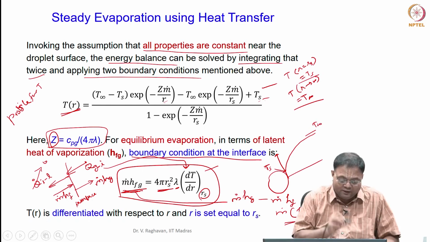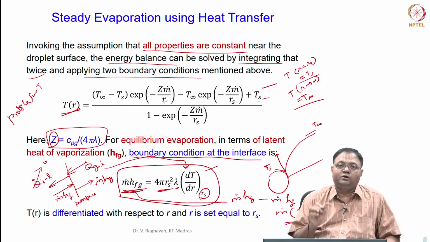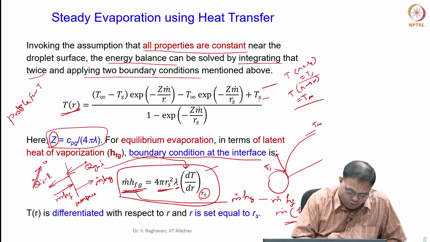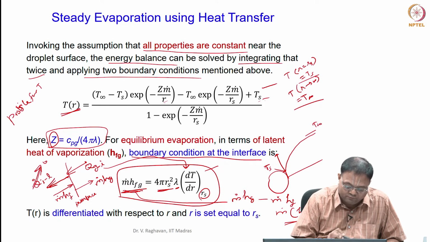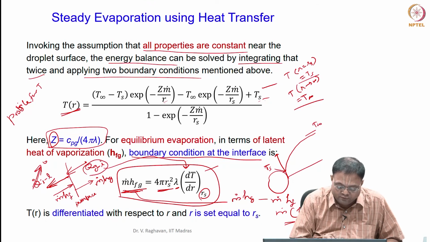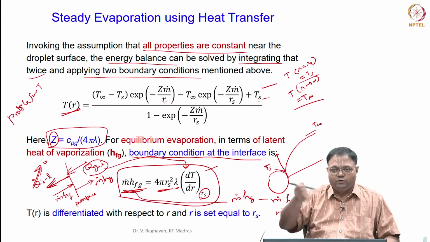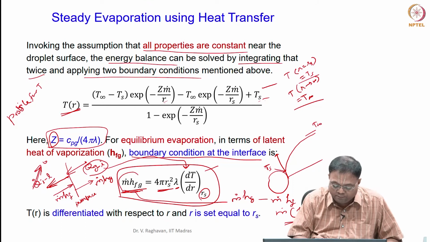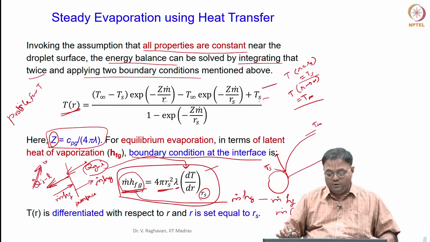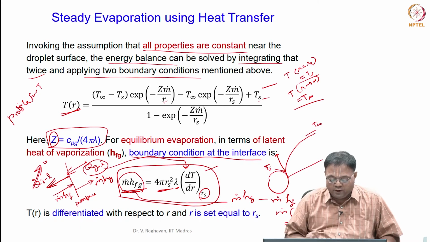When the wet bulb temperature or equilibrium condition is reached, there is no heat transfer from the interface to the liquid phase. This heat transfer is not present. So whatever heat comes from the gas phase, that is Q dot G to I, gas phase to interface, is used only to supply the latent heat of vaporization, that is m dot into Hfg. So this is the boundary condition here.